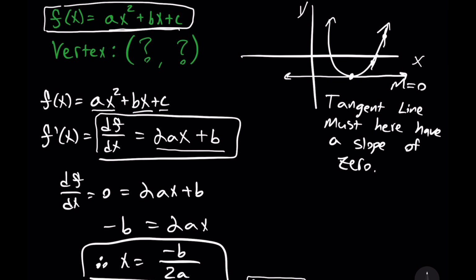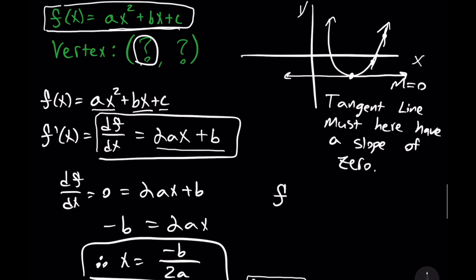So this is a way to derive the vertex. So we found out the x-coordinate. In terms of the y-coordinate, well, clearly it's just going to be f of negative b over 2a. So we can just put that in and figure that out.